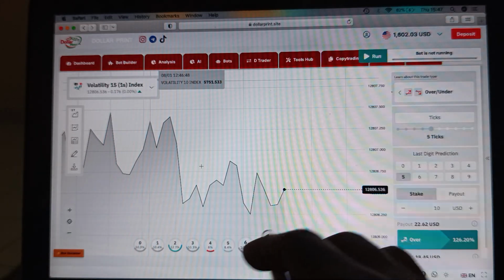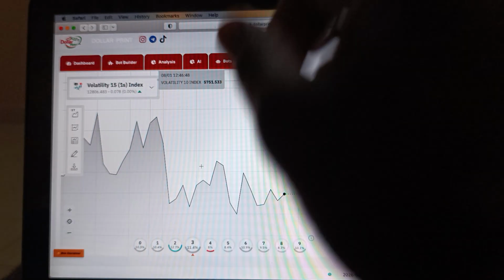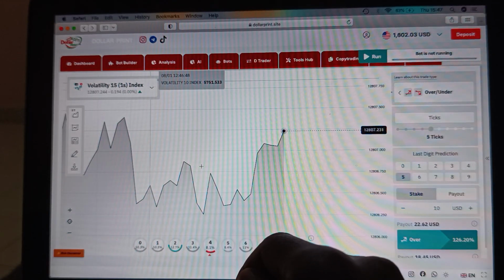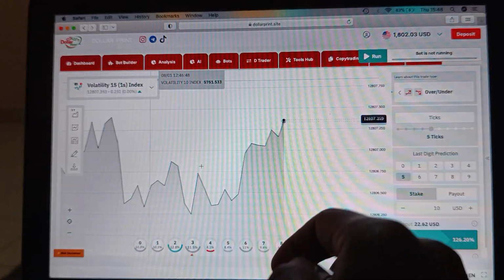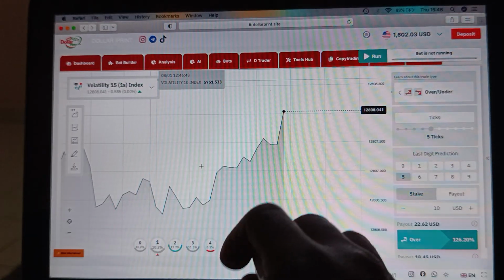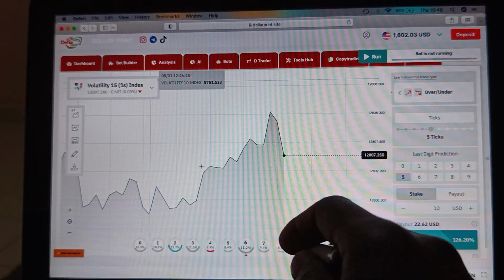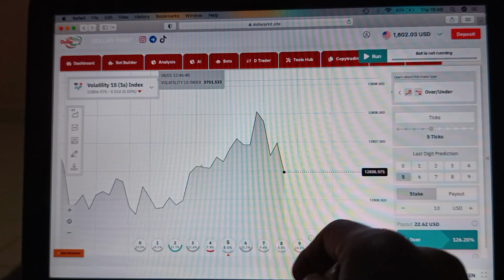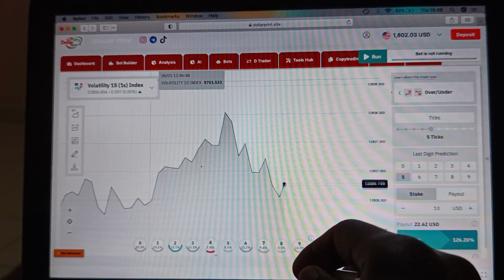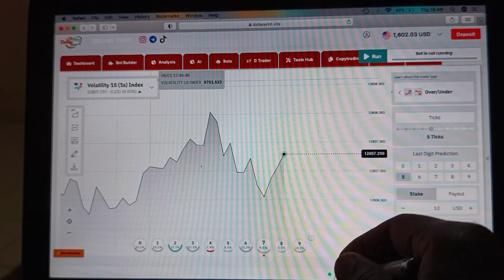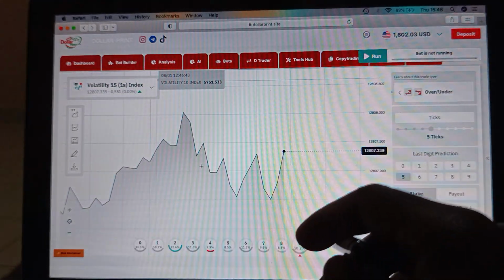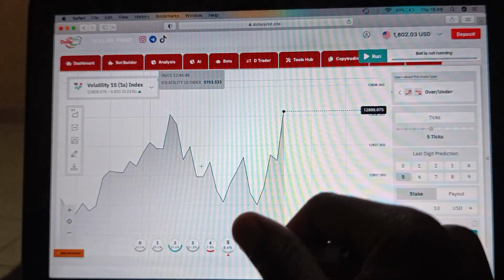And 6 has 11. So in this scenario, once you find a market like this, you cannot trade the under 6, but you can trade under 7. As you can see, the other digits are below 10.5, so you can trade under 7. Okay, let's try it right now. So this is Volatility 15. It's a very secure market for under 7.